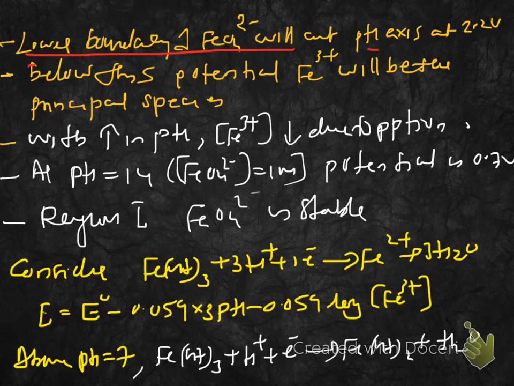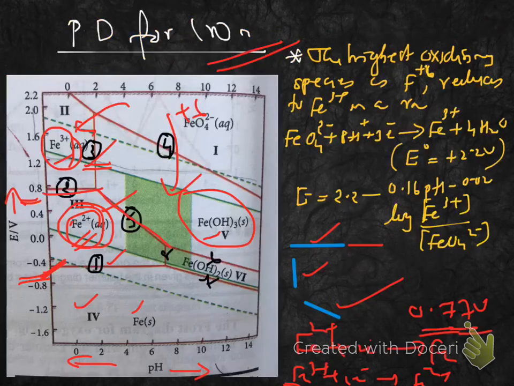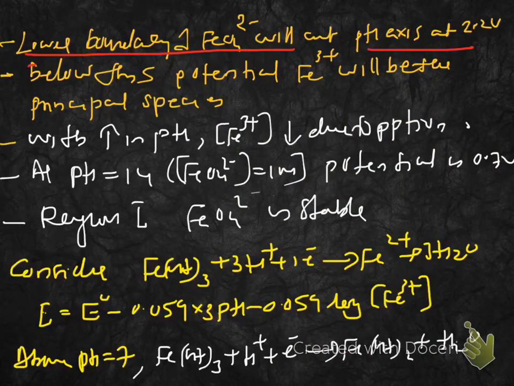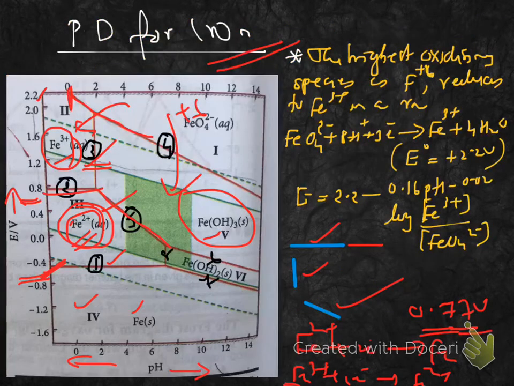It will cut the pH axis at 2.2 volt. You can see this line. It cuts pH equal to 0, this is pH equal to 0 at 2.2 volt. Below this potential, Fe3+ will be the principal species. Below this line, Fe3+ will be the principal species.